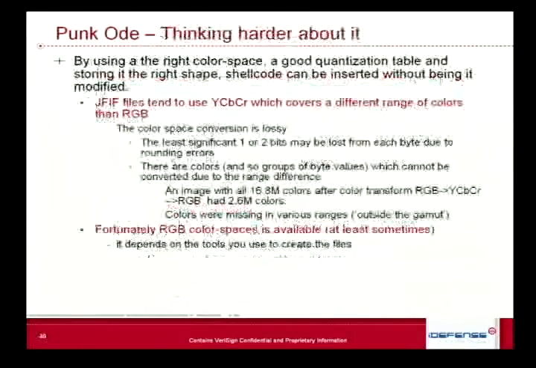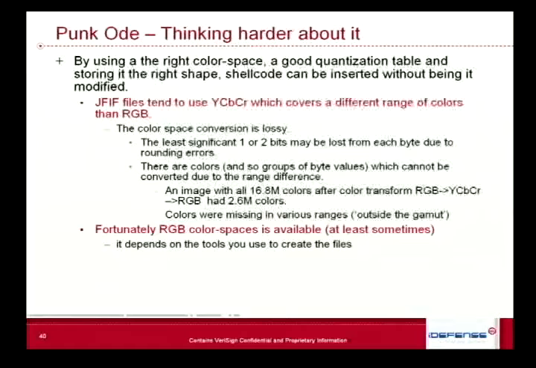There's a lot better way of doing it. If you use the right color space, a good quantization table, and you store it in the right shape, shellcode can be inserted without it being modified. As I said, the JFIF file, which is a JPEG file interchange format image file, uses YCbCr, which covers a different range of colors than RGB, which is what everything will get converted to when it's displayed on your computer. The color space is lossy.